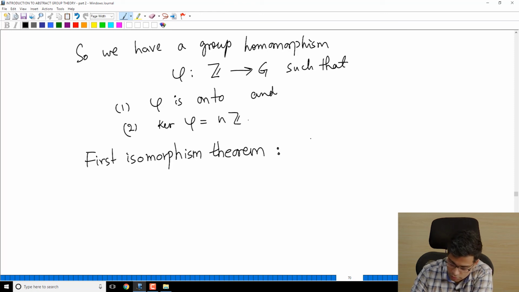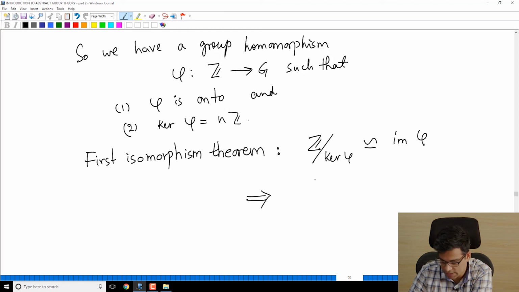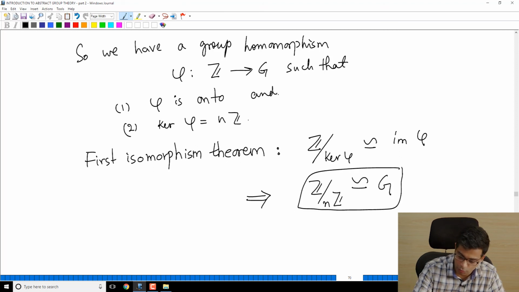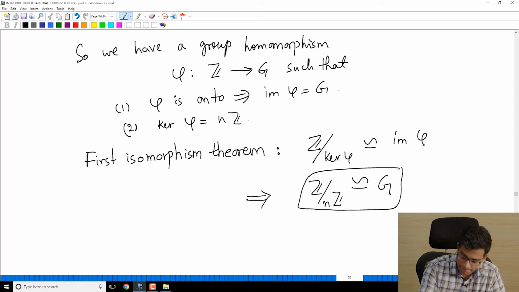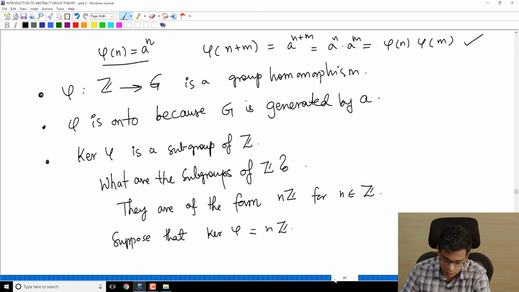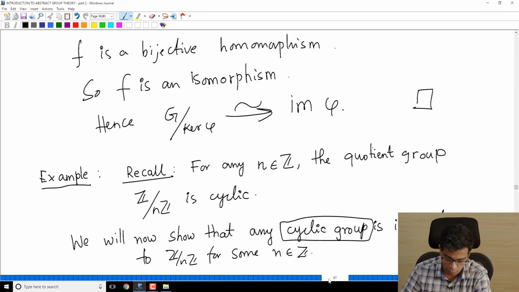So we have Z mod kernel is isomorphic to image phi, but the kernel is nZ, so Z mod nZ is isomorphic to image phi. Because phi is onto, image phi is all of G. So Z mod nZ is isomorphic to G, which is exactly the theorem that I wanted to prove.